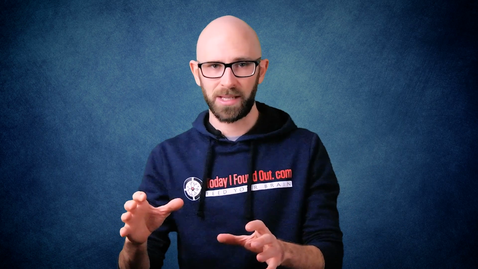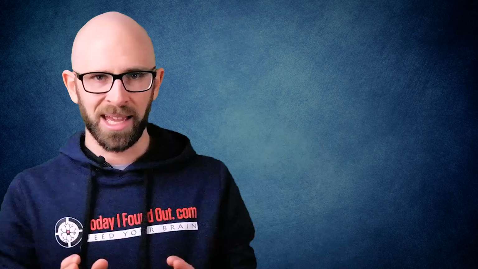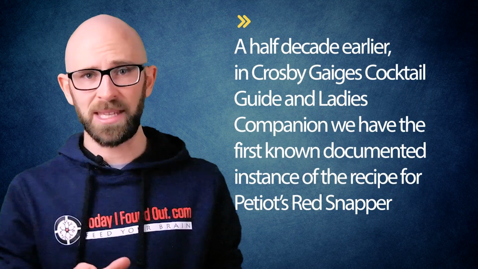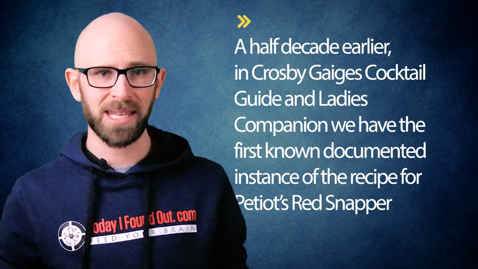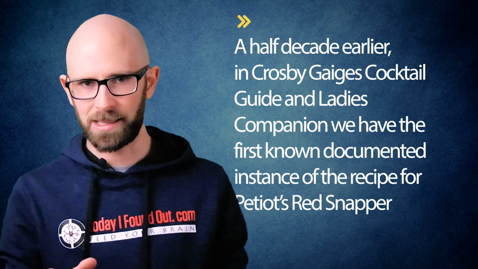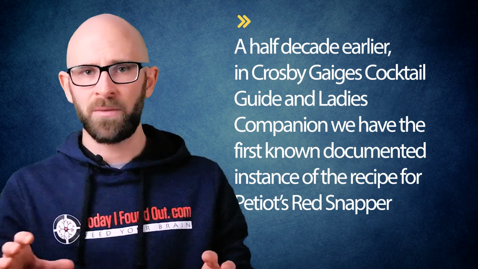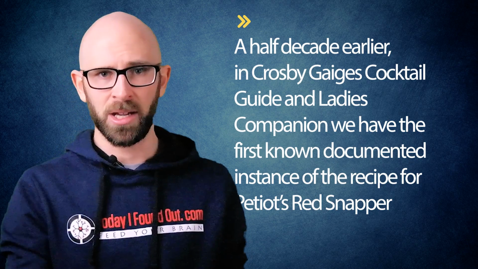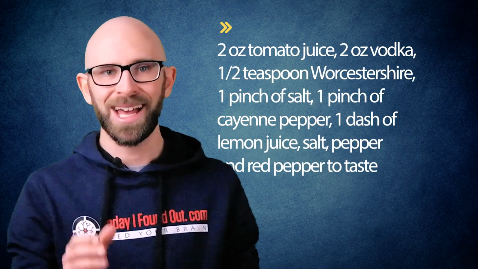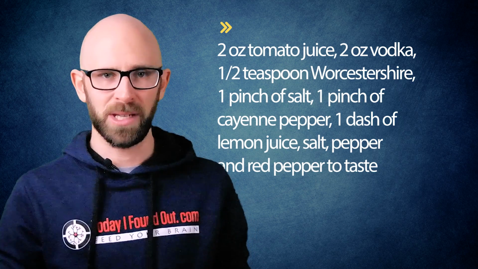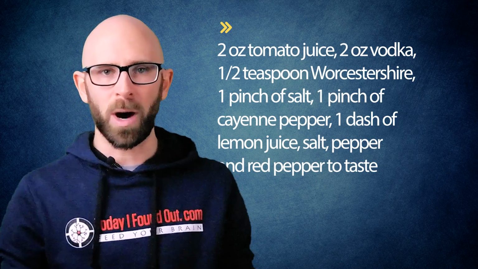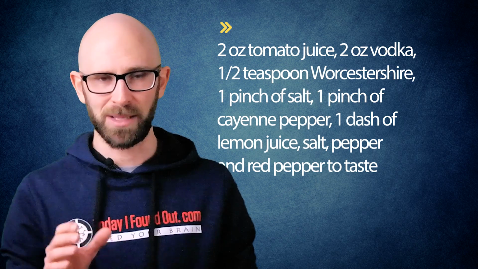In the 1946 Stork Club Bar Book, Jessel's recipe for the Bloody Mary was listed as 3 ounces of vodka, 2 ounces of tomato juice, 2 dashes of Angostura bitters, and juice of half a lemon. However, a half-decade earlier, in Crosby Gage's Cocktail Guide and Lady's Companion, we have the first known documented instance of the recipe for Petiot's Red Snapper, which was sent to Crosby directly from an individual at Petiot's place of work. 2 ounces tomato juice, 2 ounces vodka, half a teaspoon of Worcestershire sauce, 1 pinch of salt, 1 pinch of cayenne pepper, 1 dash of lemon juice, salt, pepper, and red pepper to taste.